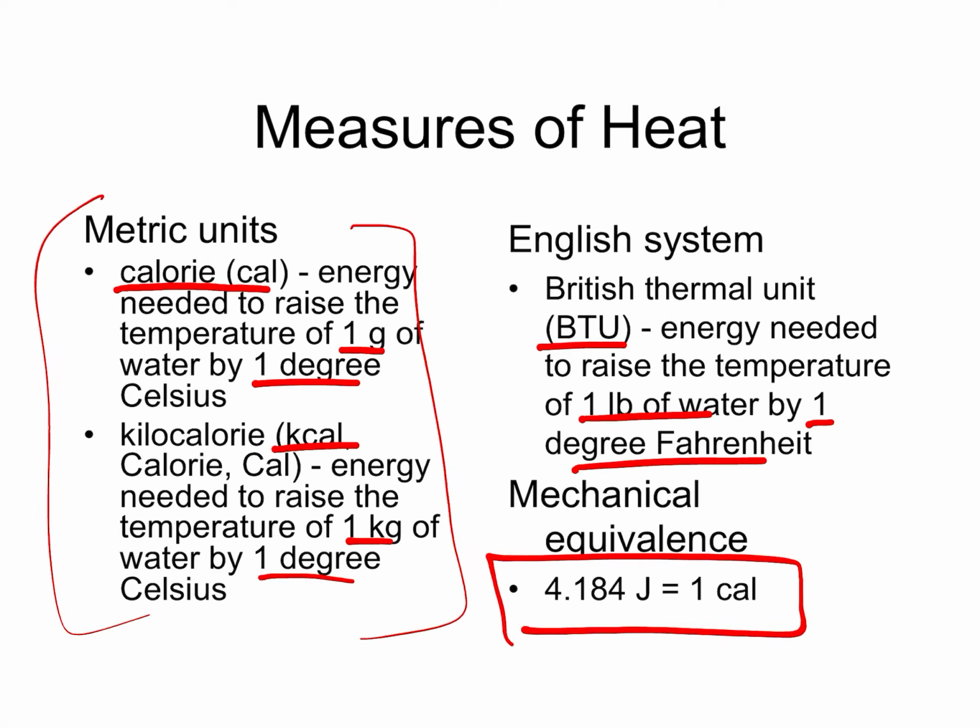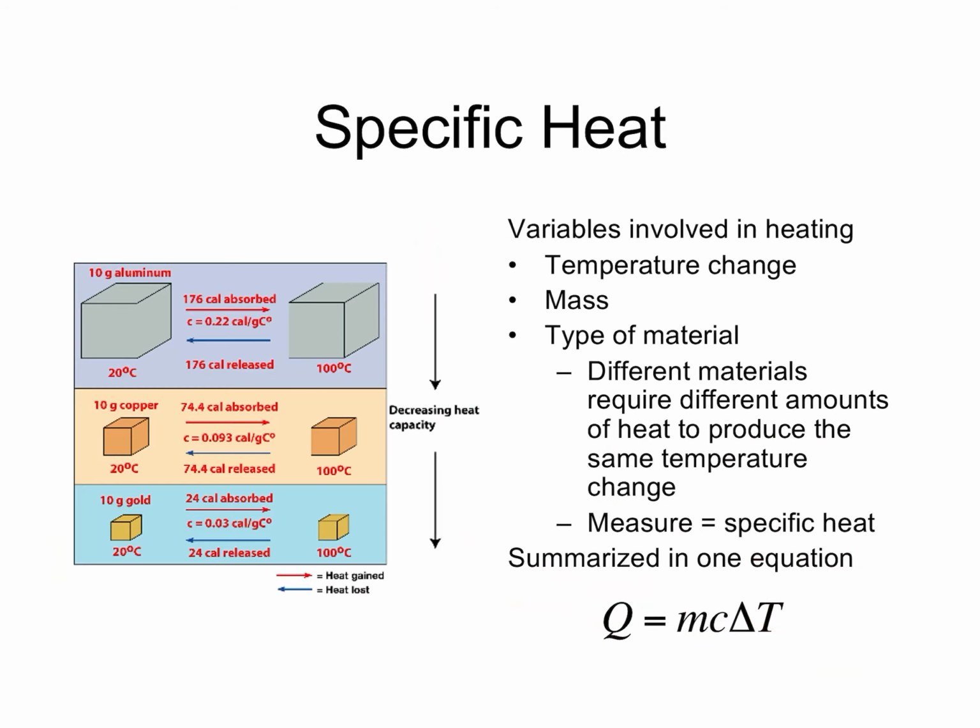And then you definitely need to know this conversion factor: 4.184 joules is equal to 1 calorie, or 4.184 kilojoules is equal to 1 kilocalorie. Okay? You do need to know these conversion factors because the homework will ask you to convert between joules, calories, kilocalories, and so on.